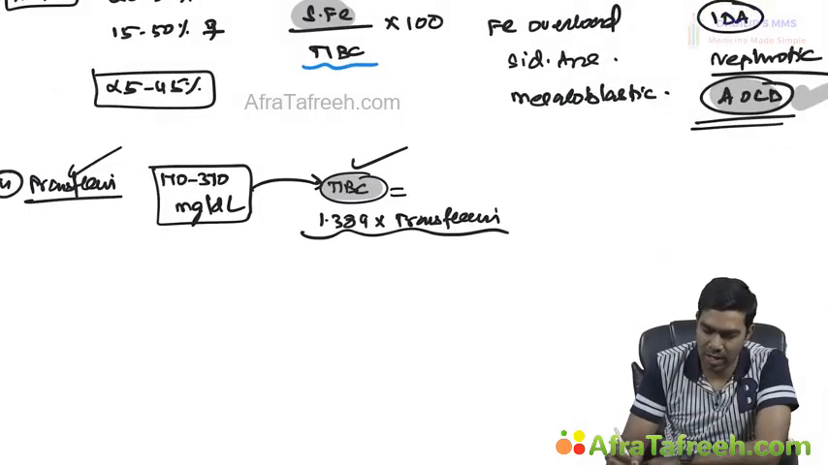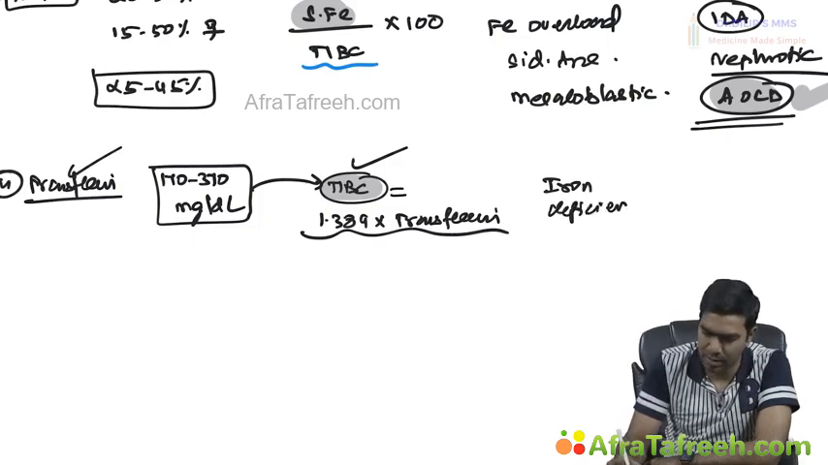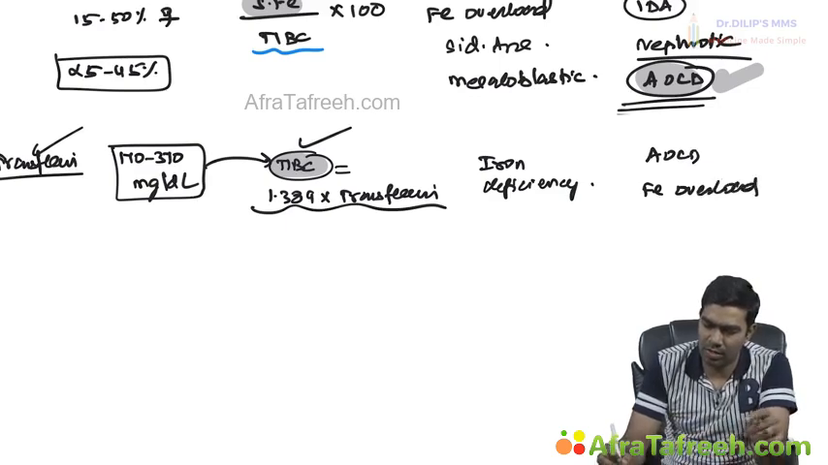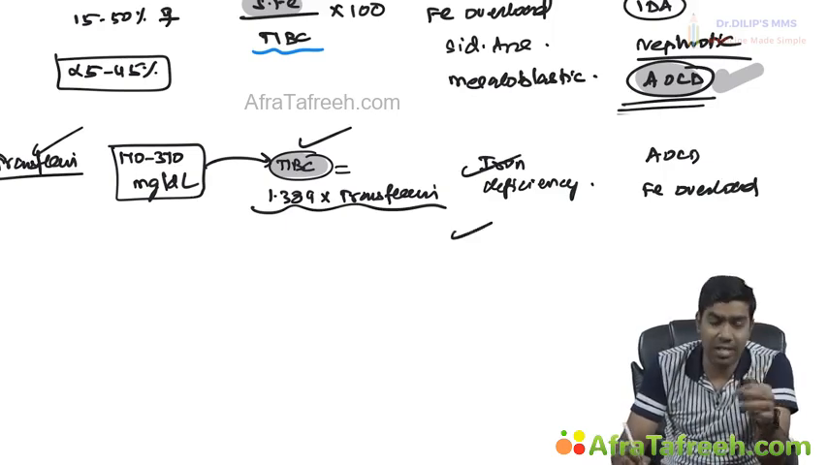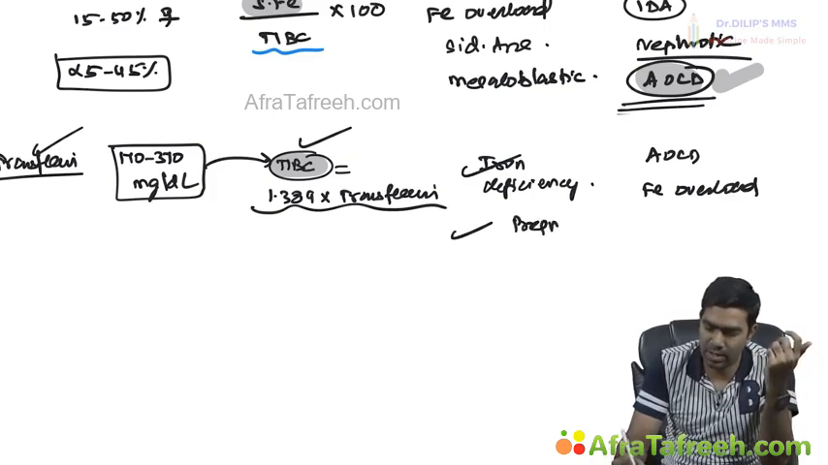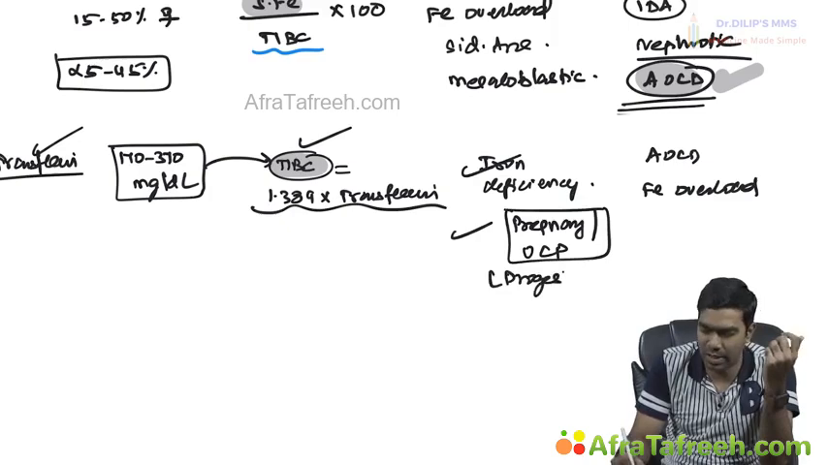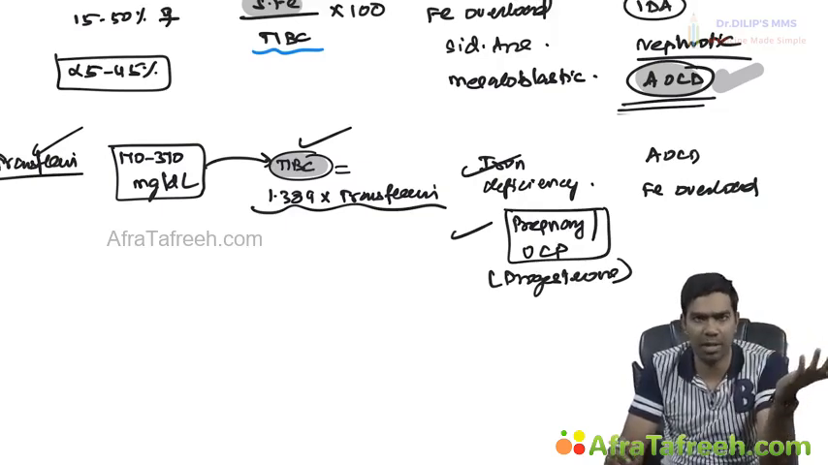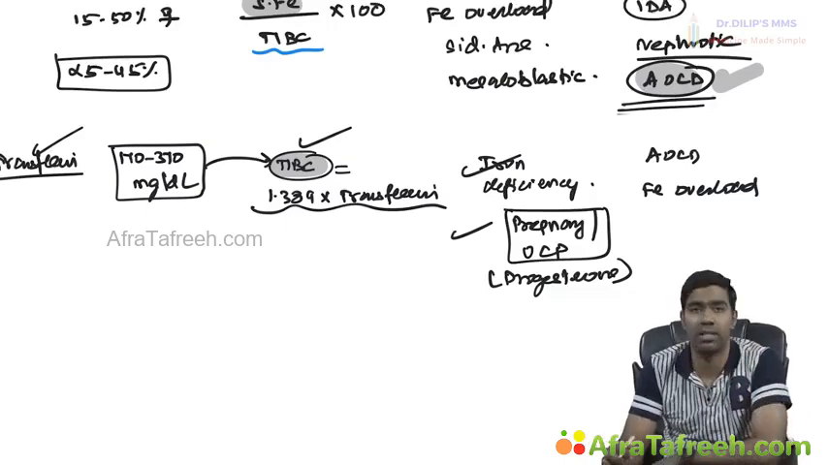Where you have an increased transferrin, typically you will have an iron deficiency. In iron deficiency, you might have an increased transferrin. At the same time, in anemia of chronic disease and in iron overload states, you might have a reduced transferrin. Similarly, increased transferrin may be seen in conditions which increase transferrin synthesis, like pregnancy and OCP, especially the progesterone effect. Progesterone may increase the production of transferrin from the liver. Because of that, your total iron binding capacity in pregnancy might increase.